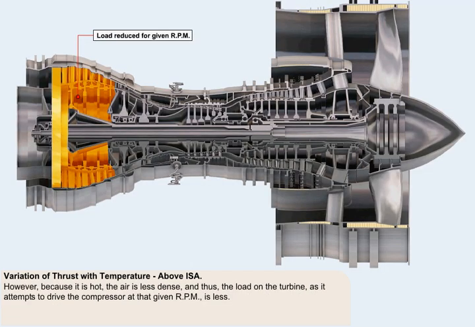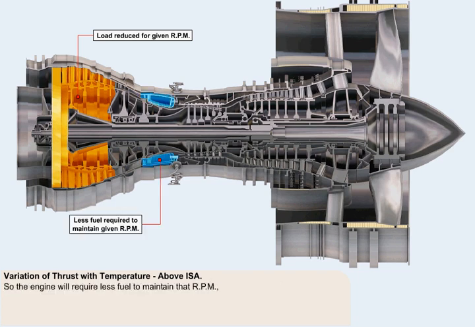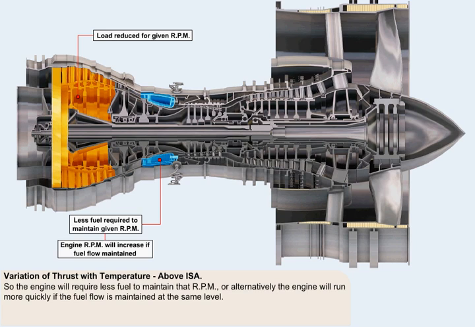However, because it's hot, the air is less dense, and this means that the load on the turbine, as it attempts to drive the compressor at that given RPM, is less. The engine will thus require less fuel to maintain that RPM. Or, alternatively, the engine will run more quickly if the fuel flow is maintained at the same level.